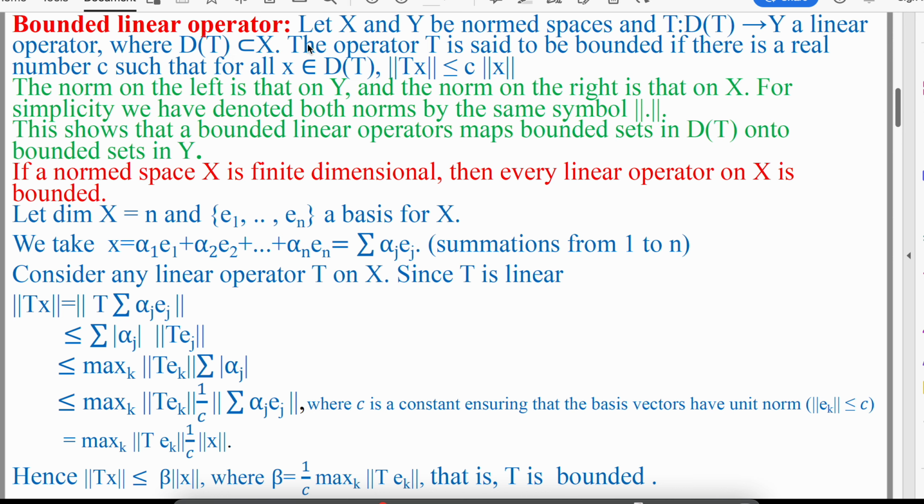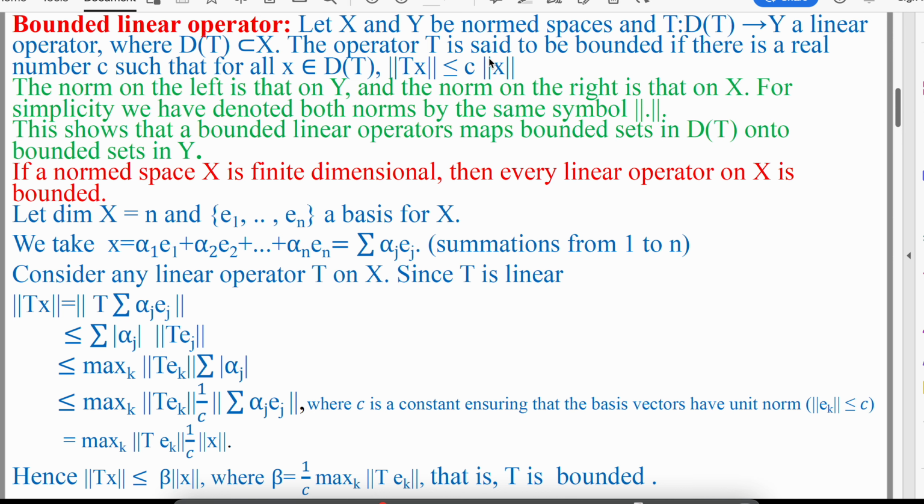Bounded linear operator. Let X and Y be normed spaces and T is an operator from the domain of T to Y. Suppose this is a linear operator where the domain of T is a subset of X. Then operator T is said to be bounded if there is a real number c such that for all x belonging to the domain of T, norm of Tx is less than or equal to c times norm of x. Here the norm on the left is that of Y and the norm on the right is that of X, but for simplicity we have denoted both by the same norm symbol.